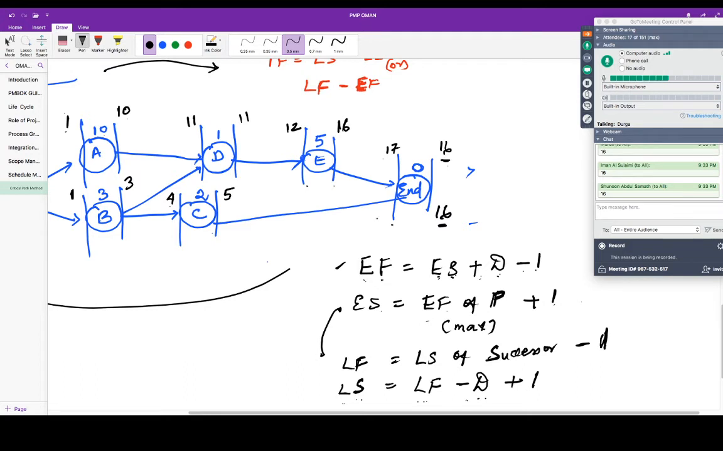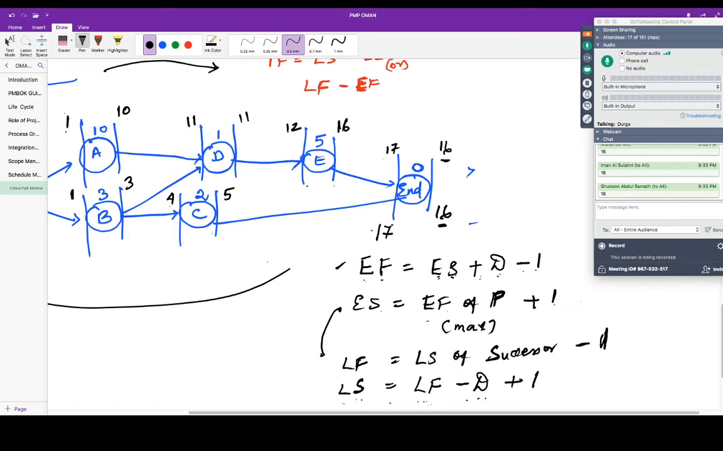So how do you find out the late start here? Late start is equal to late finish minus duration plus 1. So 16, duration is 0. So 16 minus 0, 16. 16 plus 1, 17. It doesn't make meaning, but it's okay. Now here is where you will actually get a meaning.